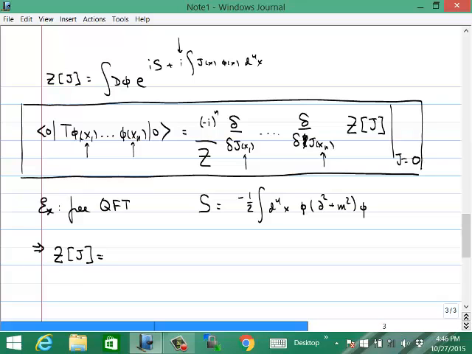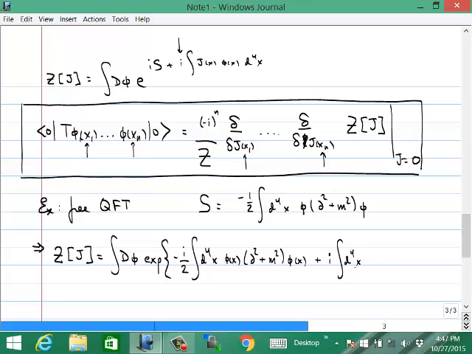So that tells us that this partition function, just to write everything out in its full glory, is the integral of the exponential of minus i over 2 integral d4x phi of x (d squared plus m squared) times phi of x. And then we have the source term, which is i times the integral d4x J of x phi of x.